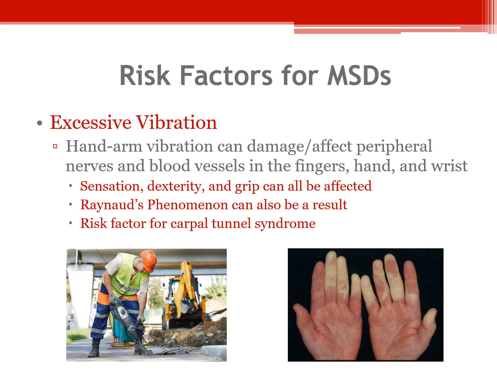The next major risk factor category is excessive vibration. We'll start with hand-arm vibration because this is something that we encounter a lot in the usage of common everyday tools and also in some less commonly used tools, especially in the construction industry where we use things such as jackhammers. Whenever our hands and arms get vibrated a lot because of tool usage or anything else that we're doing, that can damage and affect peripheral nerves and blood vessels in the fingers, hand, and wrist.